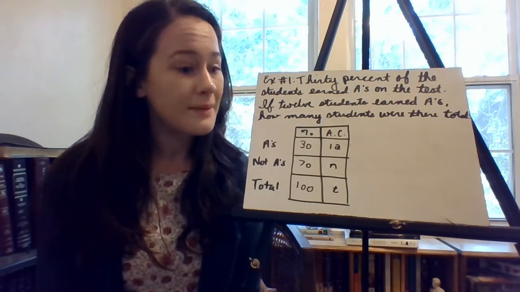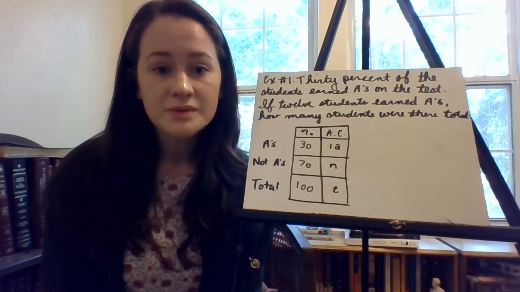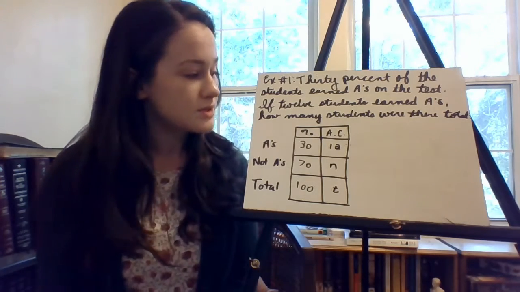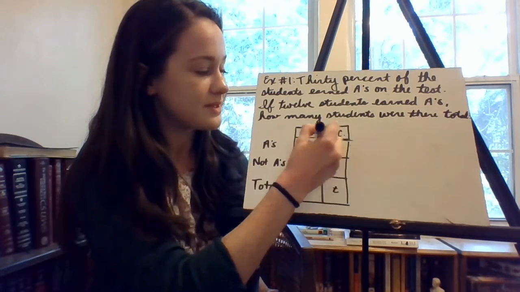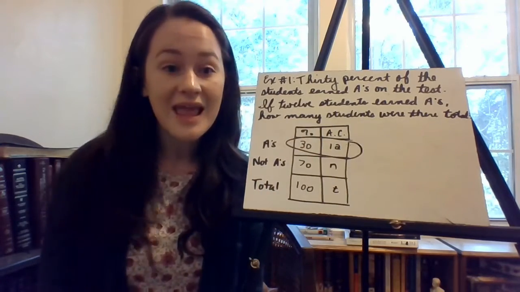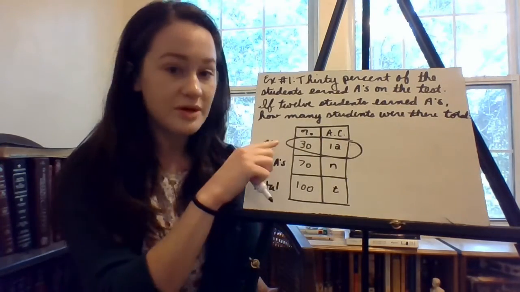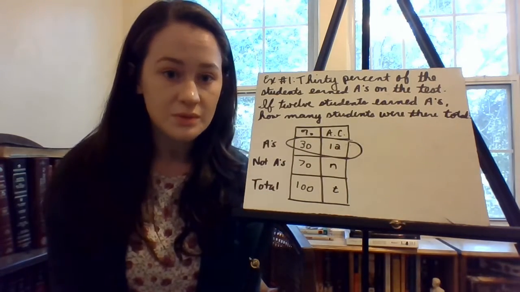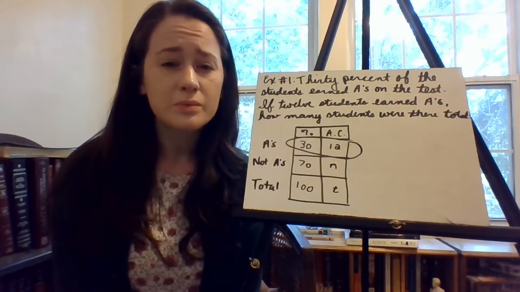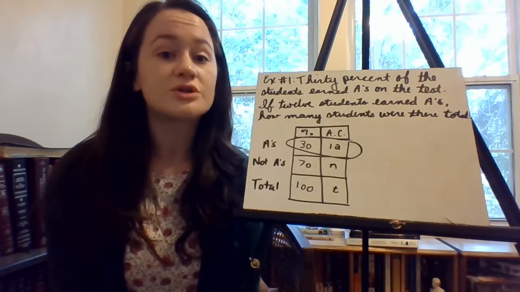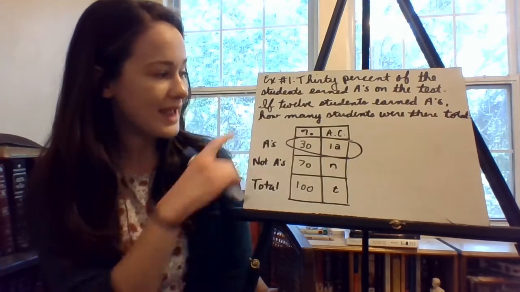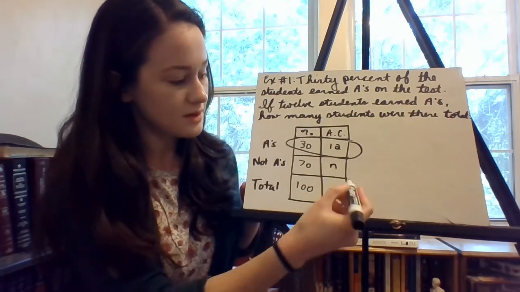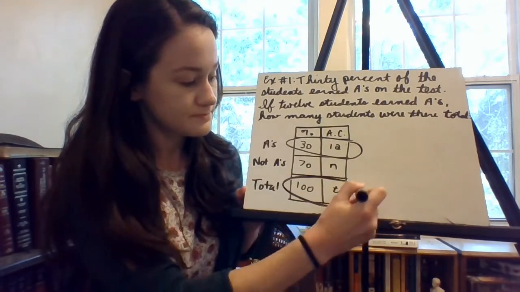From here, I'm going to recommend that you circle the rows that are necessary for you to solve the problem. So you always want to use the row that's completely filled in, which is our A's row. We know that there's 30% who earned A's and 12 actual students who earned A's. And then you want to circle the row that contains the information you're trying to find. So we're being asked how many students were there total. So we're looking for the total down here. So we'll circle this row.